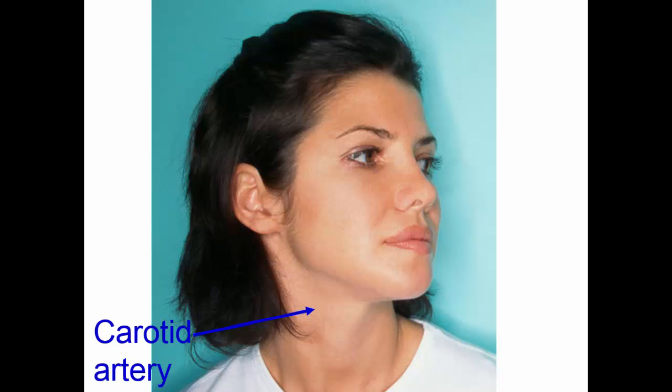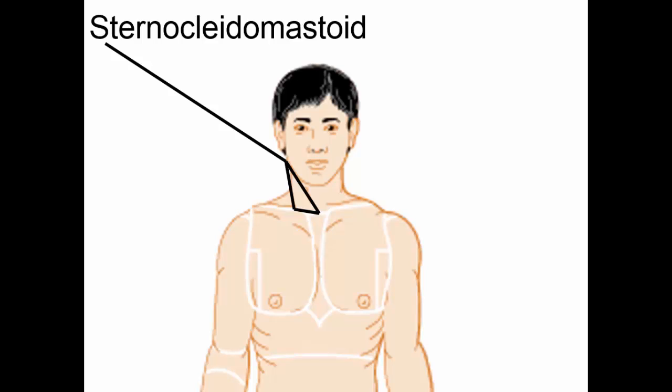The carotid artery is in the neck. This is usually the artery that is checked if someone is reclining and you're trying to get a heart rate. The sternocleidomastoid muscle is a large muscle in your neck. It is attached to the sternum here in the front, the clavicle, and the mastoid process of the skull. This is the muscle that lets you move your head from side to side and forward.